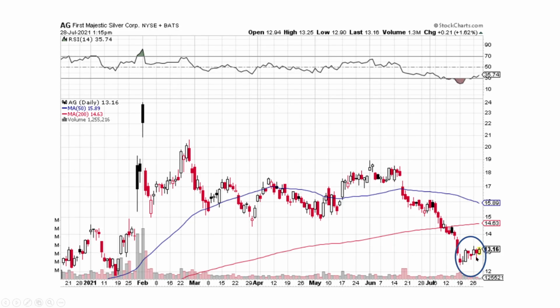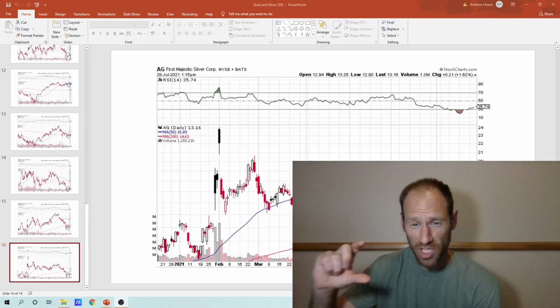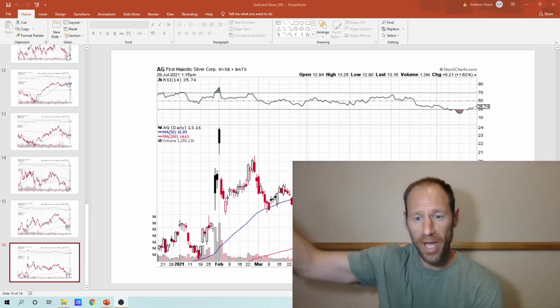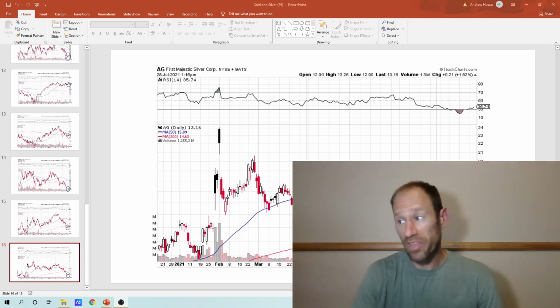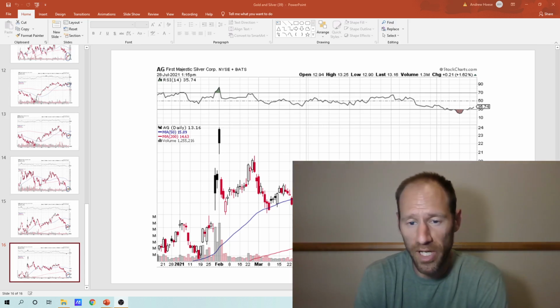And then we've got First Majestic Silver. We have a bullish engulfing pattern right here that developed. So to me, on the short term, we've got that bullish engulfing pattern, which usually means it comes down, gets that pattern, and then it's going to go back on up. So I think we have a good probability of moving higher here right now.